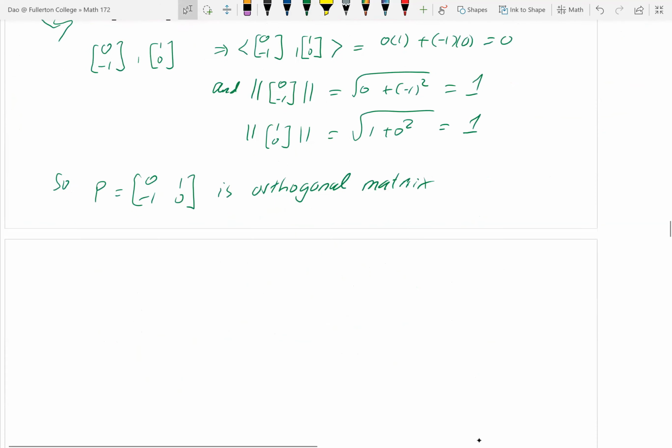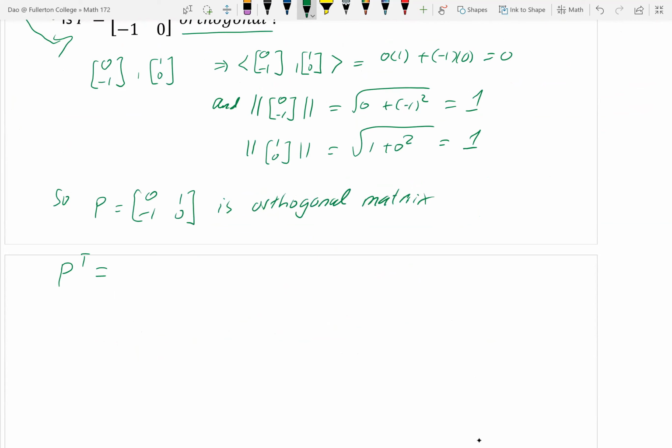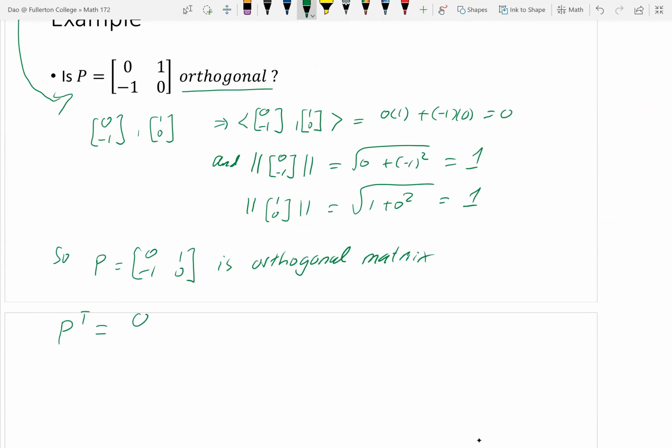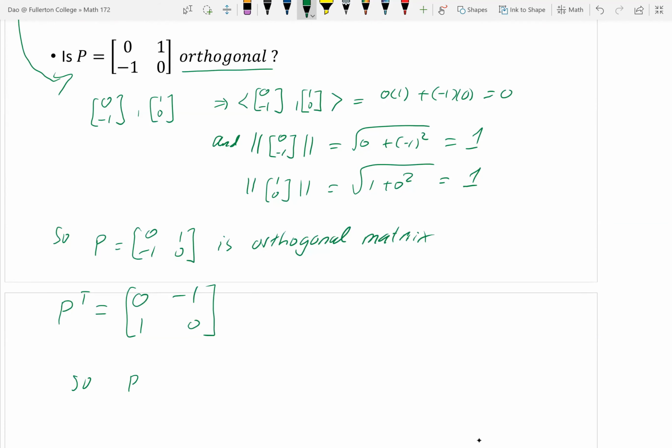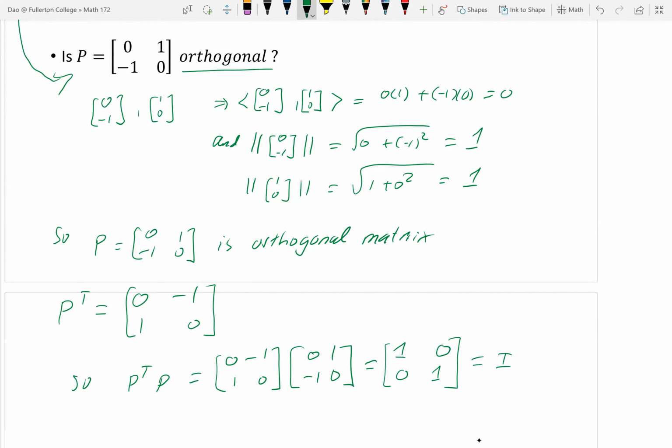You can check. What is P transpose? P transpose will be 0, 1, -1, 0. So P transpose times P is 0, 1, -1, 0 multiplied with 0, -1, 1, 0. So 0 times 0 is 0, 1 times -1 plus 0 times 1 is 0, and so on; this is 0, this is 1. So it does give you the identity matrix.